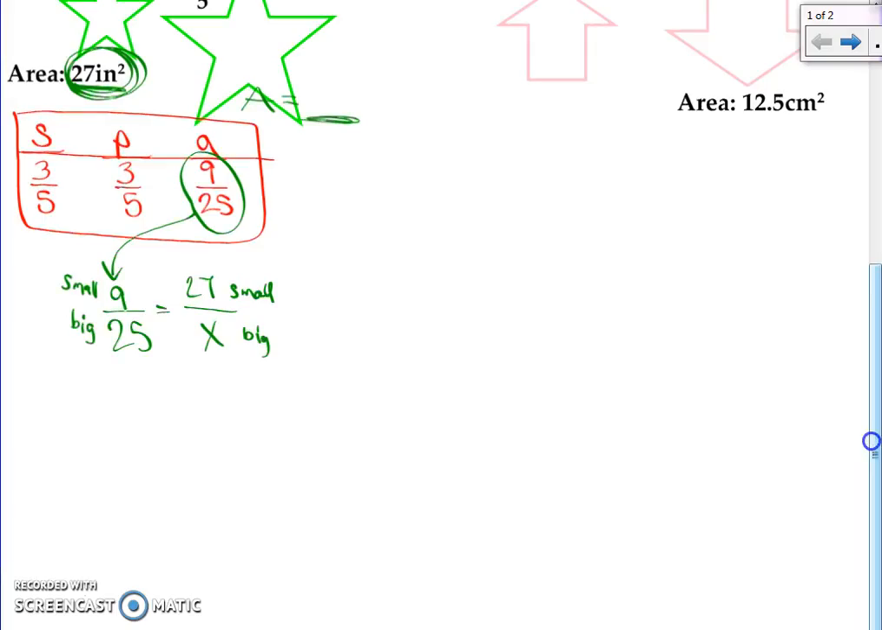Okay, so how do we solve problems like this? Cross multiply, yes. Okay, so what's 27 times 25? 675. Equals 9x. And we divide. 75. You cross multiply.